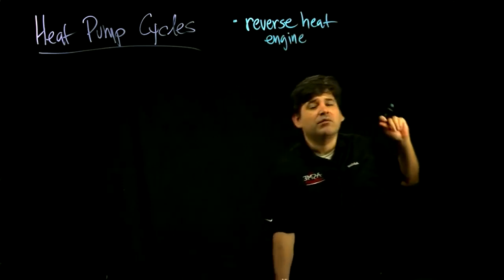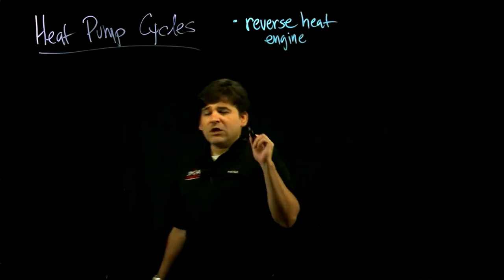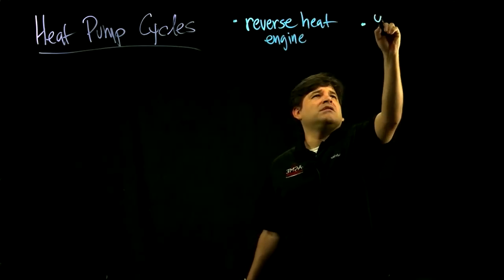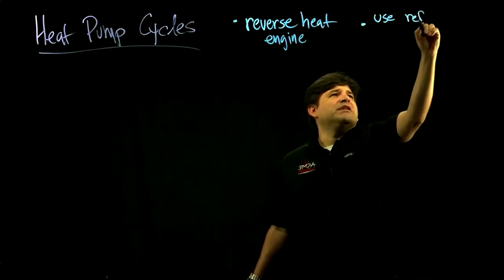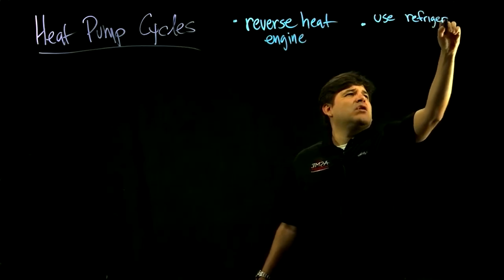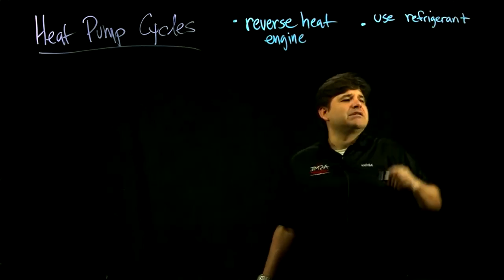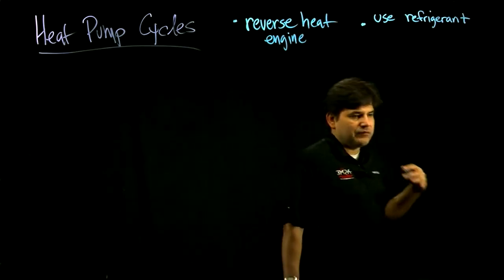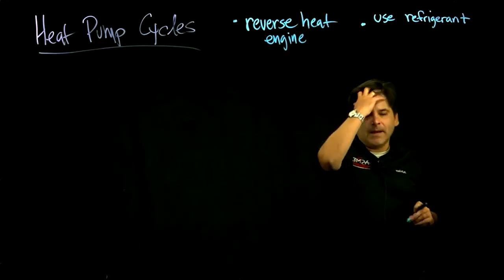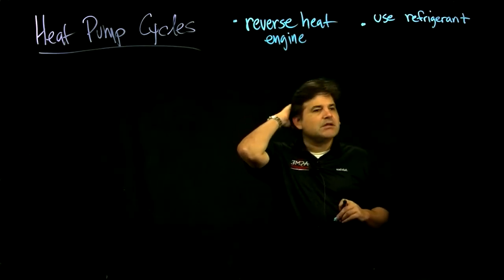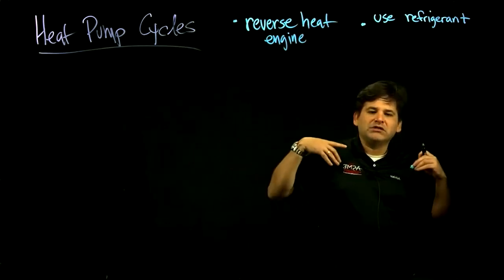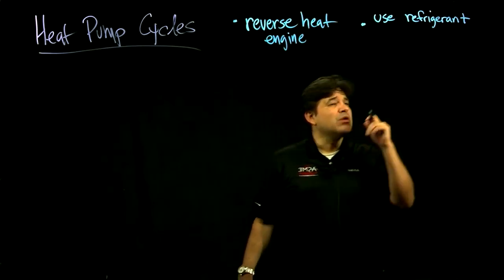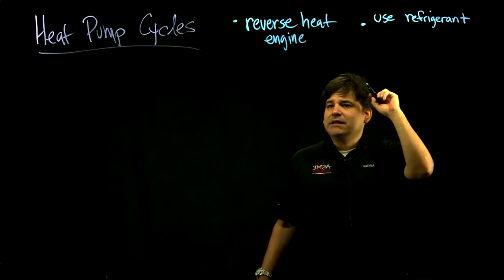And another unique thing about reverse heat engines is that they use refrigerant. So another reverse heat engine is a refrigeration cycle. Another one is an air conditioning cycle, which are pretty much the same thing in terms of their operating conditions. There's just one is to cool a room, and the other one is to cool a box for food and other applications. So what it is, it's a reverse heat engine.